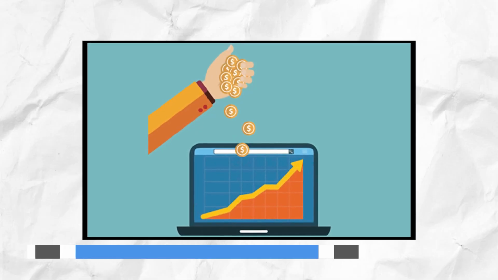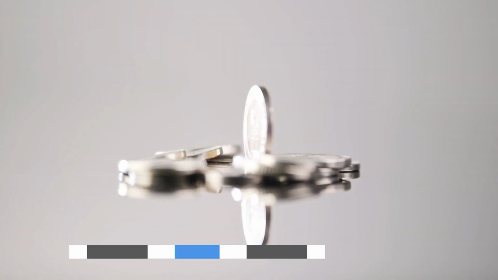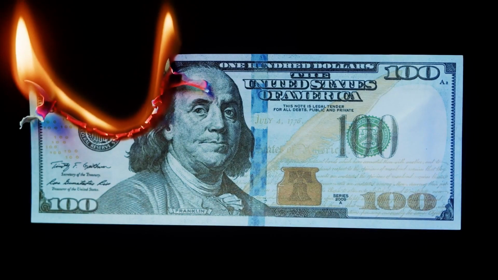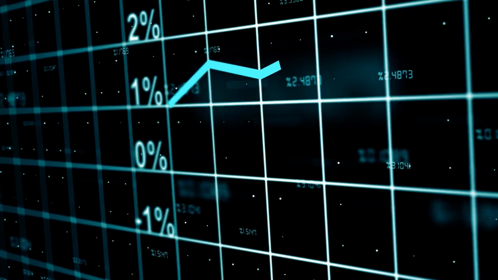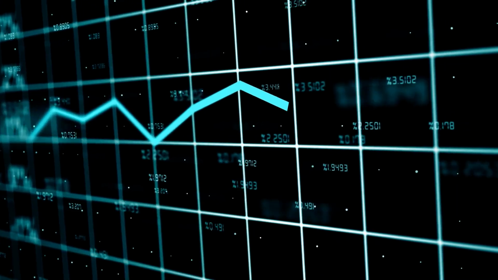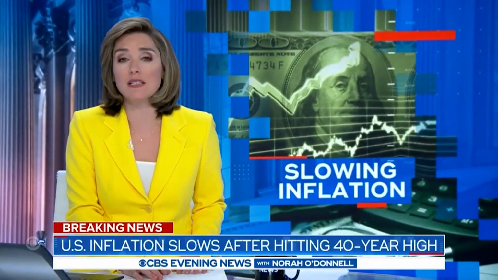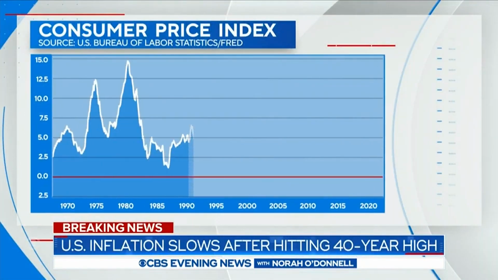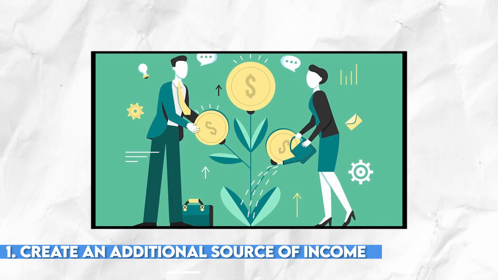5. You have to act before anyone else knows. It is easier said than done. It seems okay to invest in recessions, however, recessions are never confirmed. For instance, the Great Recession of 2007 was not announced until December of 2008. We always find the recession when it's about to end. So what can you do? 1. Create an additional source of income.